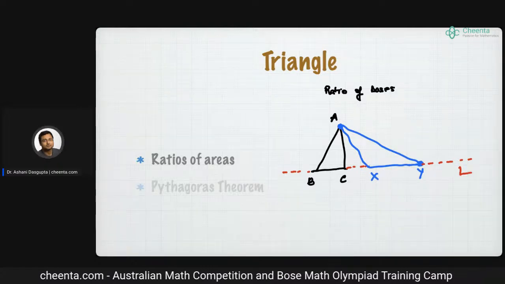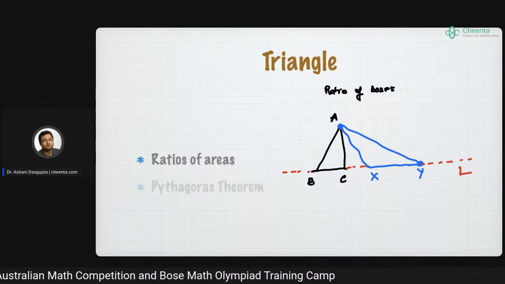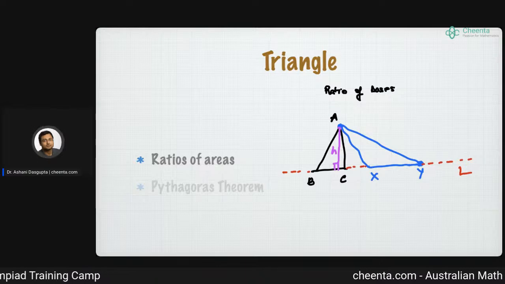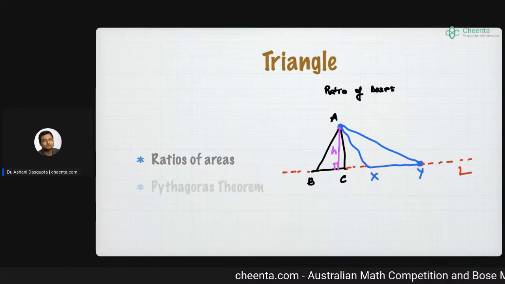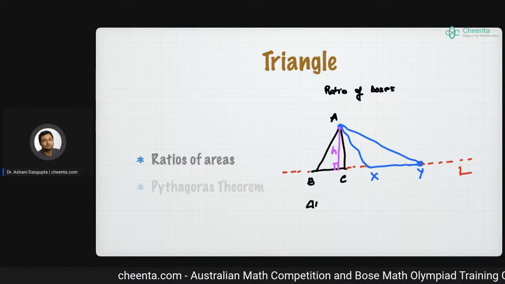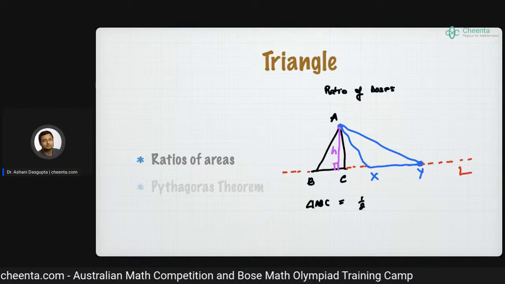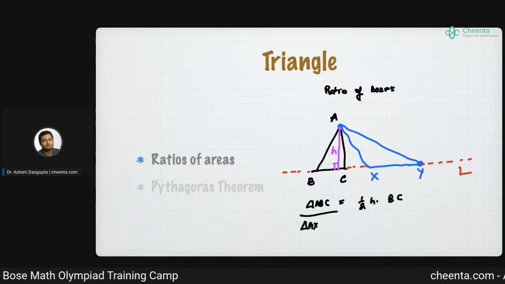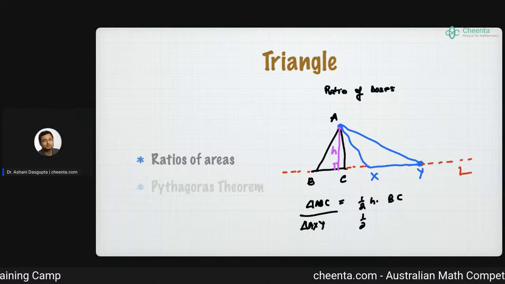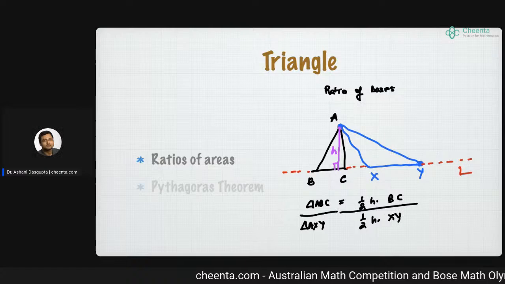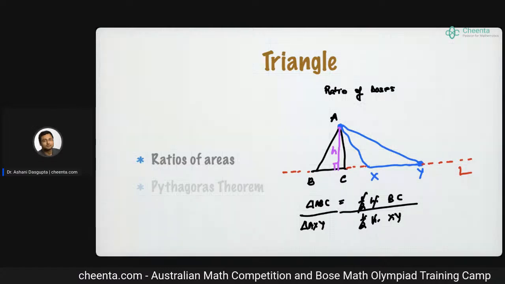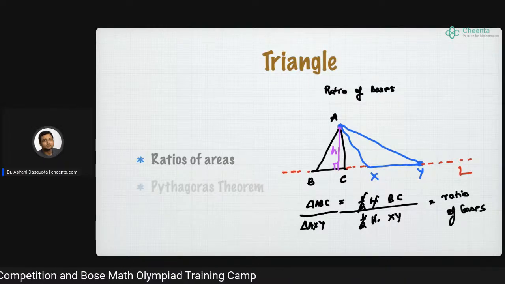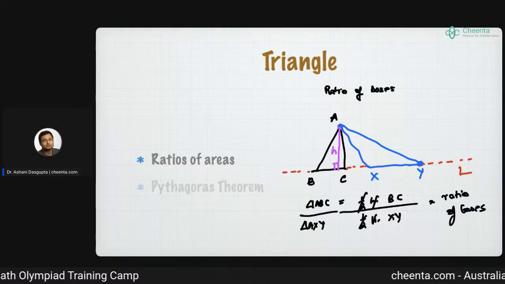So in ABC, what is the area? The good news is, if we drop a perpendicular like this, the same perpendicular will be the height from A to each of the bases. So the triangle ABC's area will be half of H times BC. Triangle AXY's area is half of H times XY. So the ratio of the areas will be just the ratio of the bases. This is a standard tool that we use all the time. Maybe you have seen this before.